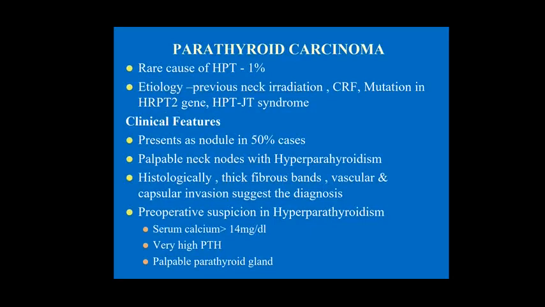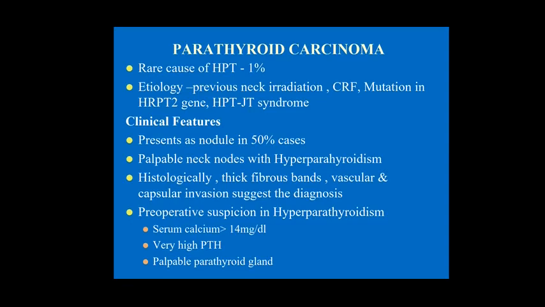Now a few words about parathyroid carcinoma. It's a rare cause of primary hyperparathyroidism. The etiology is previous neck irradiation, chronic renal failure, mutation in the HRPT2 gene, hyperparathyroidism jaw tumor syndrome. So it usually presents as a nodule in the neck in 50% of cases. So the presentation of hyperparathyroidism with palpable neck nodules may suggest parathyroid carcinoma.